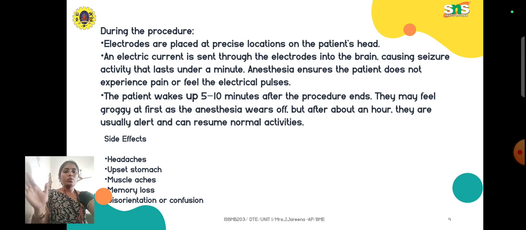So this is all about ECT. In the next class we will be discussing the next type of brain stimulation treatment.